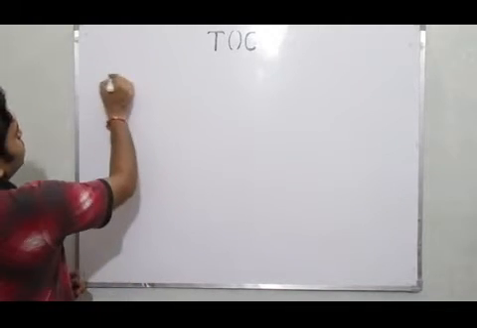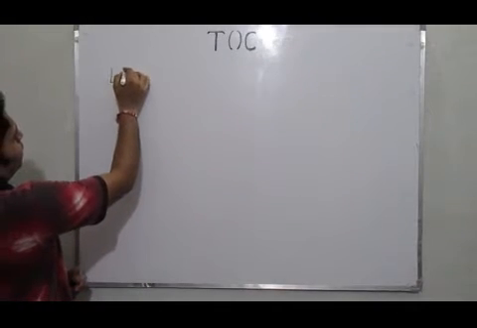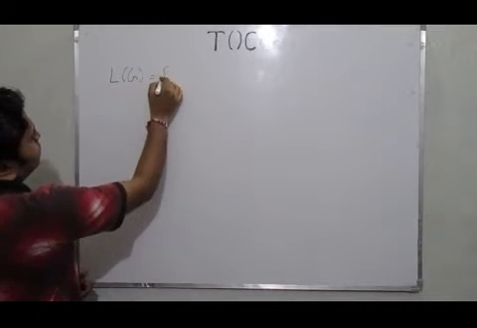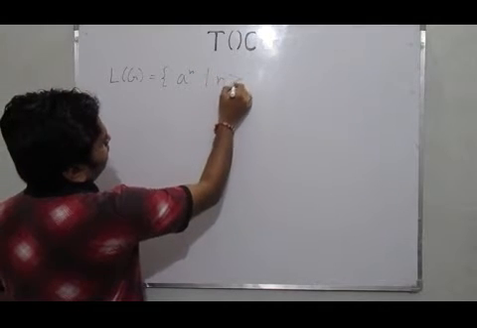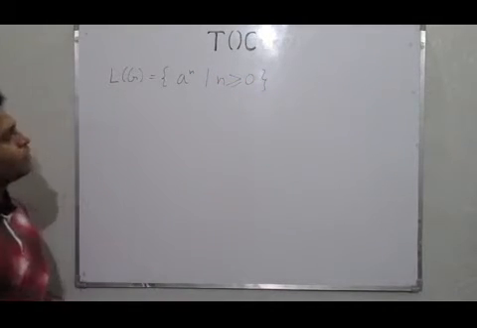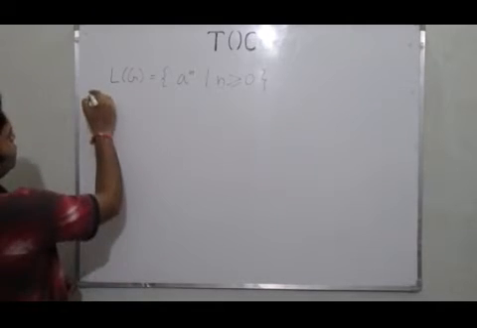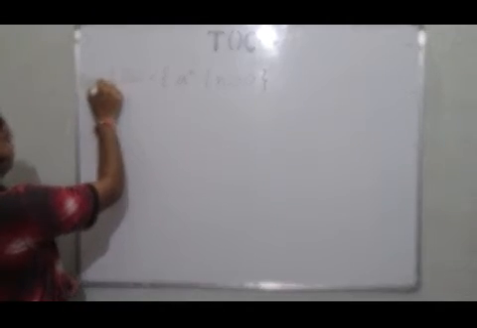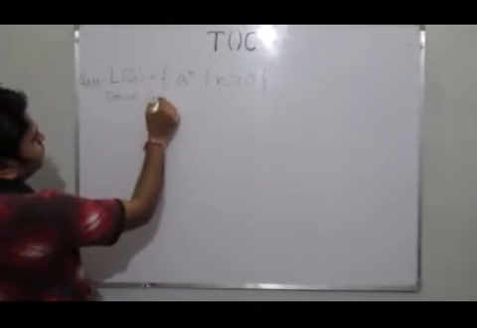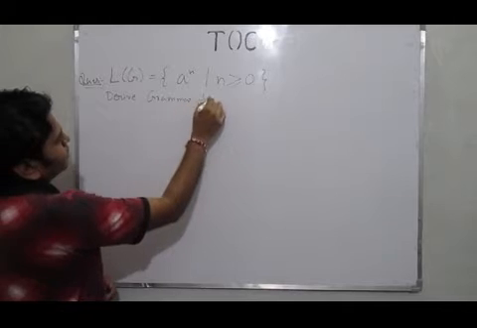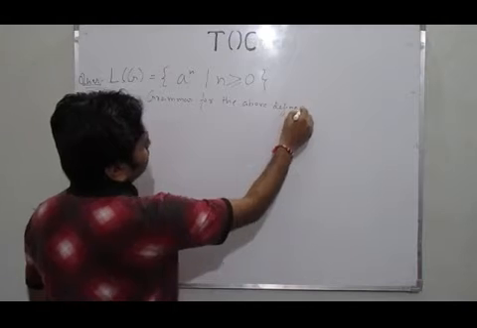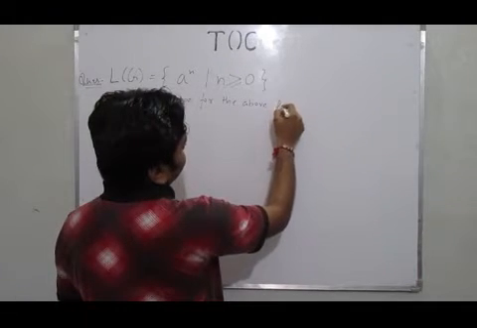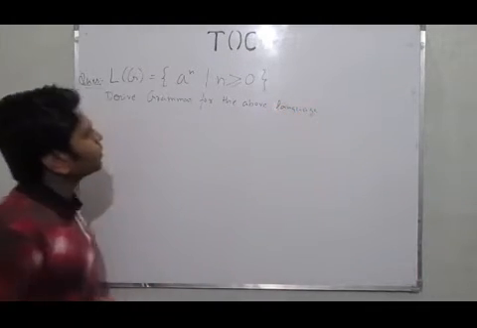So suppose we are provided a language for a grammar as a^n, where n is defined to be greater than 0. This is a language, and the question is: derive a grammar for this, the above defined language. So how can we derive the grammar?